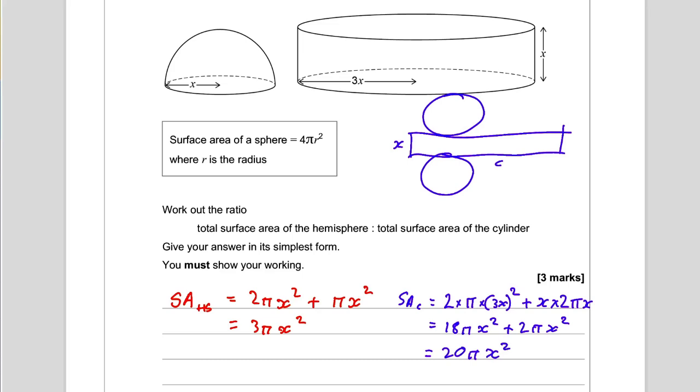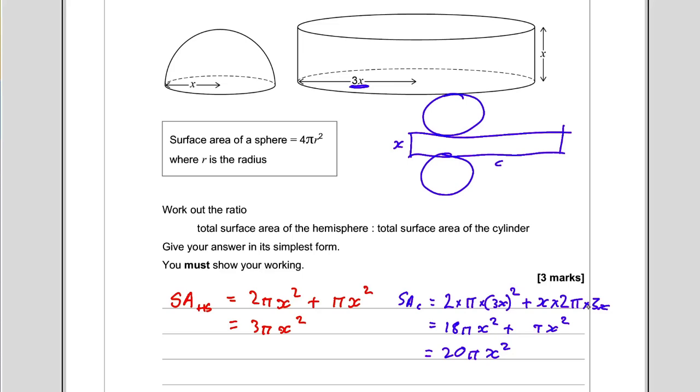I've just spotted a slight mistake that I made here. This shouldn't be x, this should be 3x, because the radius of the circle is 3x. So that should be x times 2 pi r with r being 3x. So that would actually not be 2 pi x, that would be 6 pi x, so that would actually give 24 pi x squared.